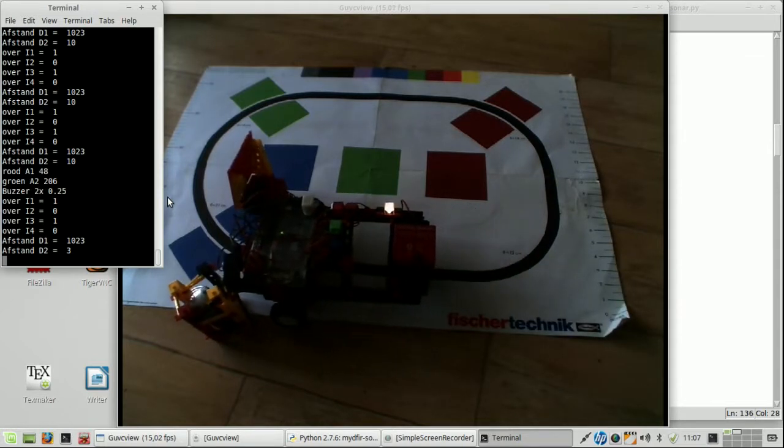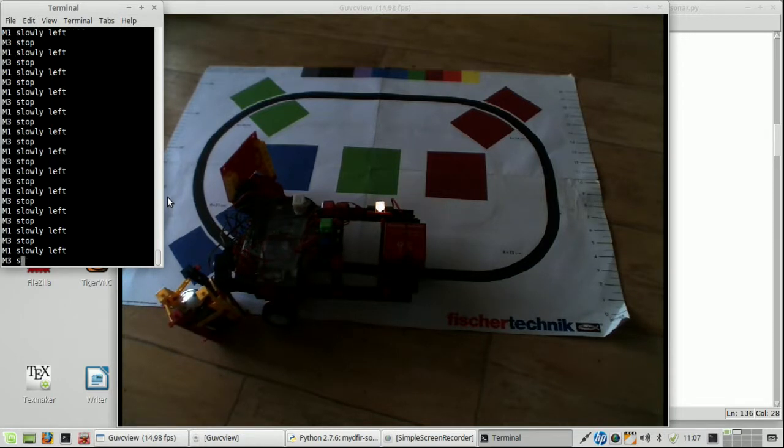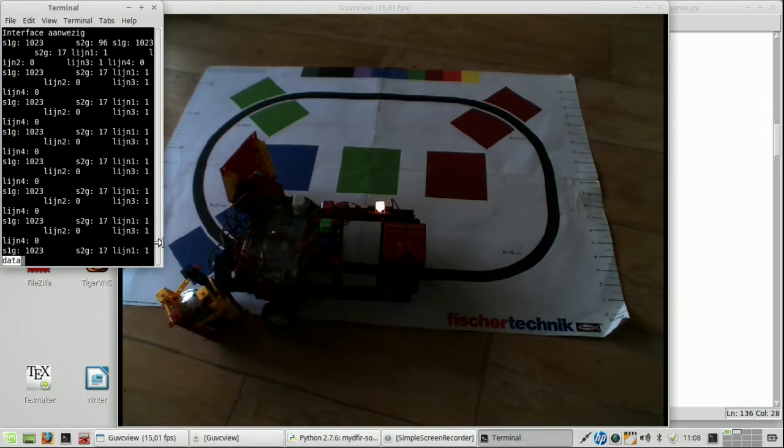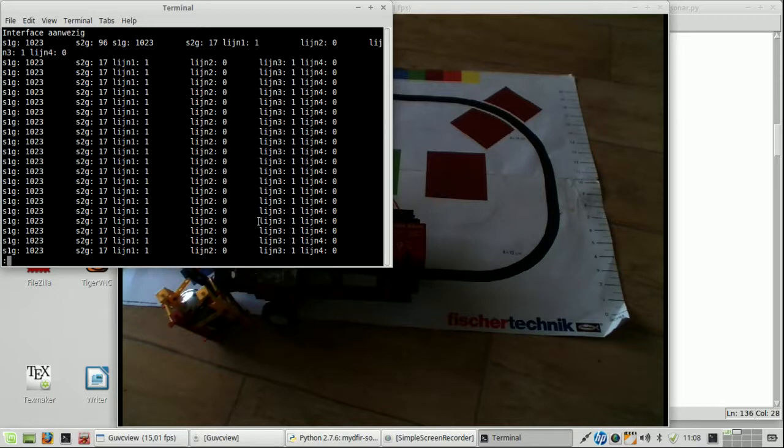Boom. I still hear the motors. But what? Oh, this is not nice. Oh, this both is 2. Okay. And 1G. And this is 1010. That is good.